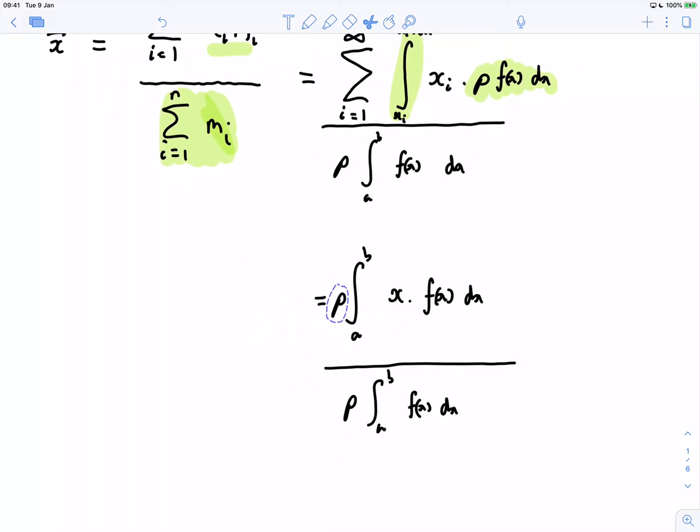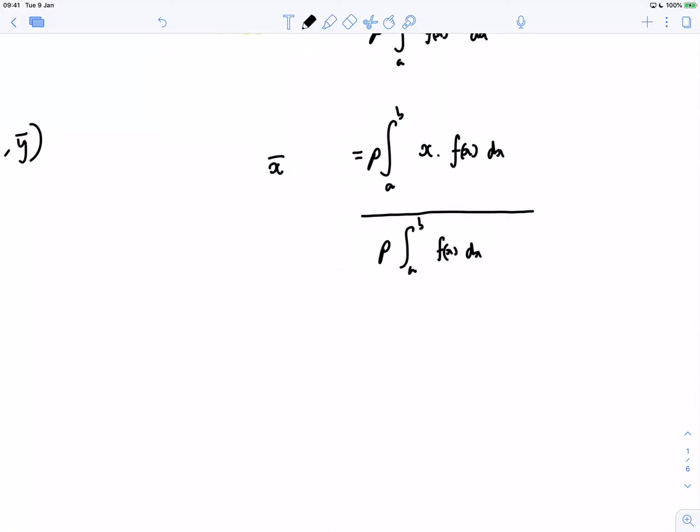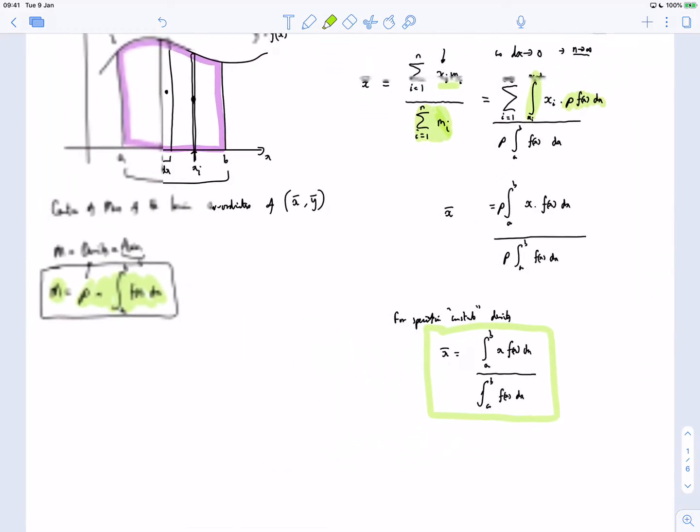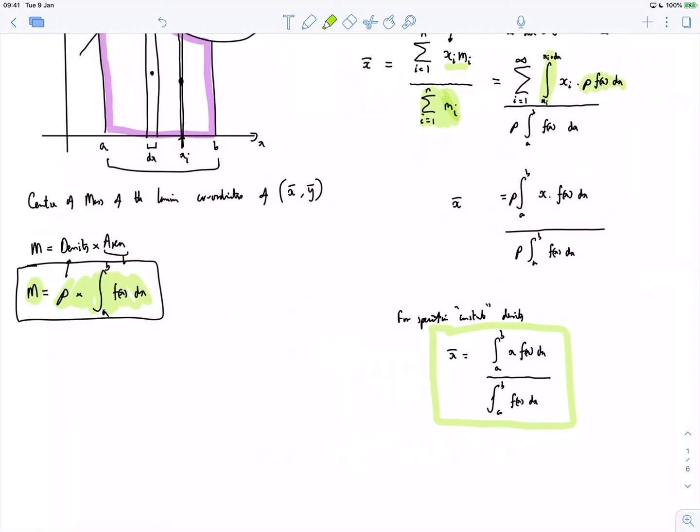And then you'll spot that in general this is x bar, but for our specific constant density, x bar is just going to be the integral between a and b of x times f(x) dx, over the integral of a to b of just f(x) dx. And in general, this is what we're going to be working with today. You're not going to be told these formulas, you're going to have to figure these things out for yourself.